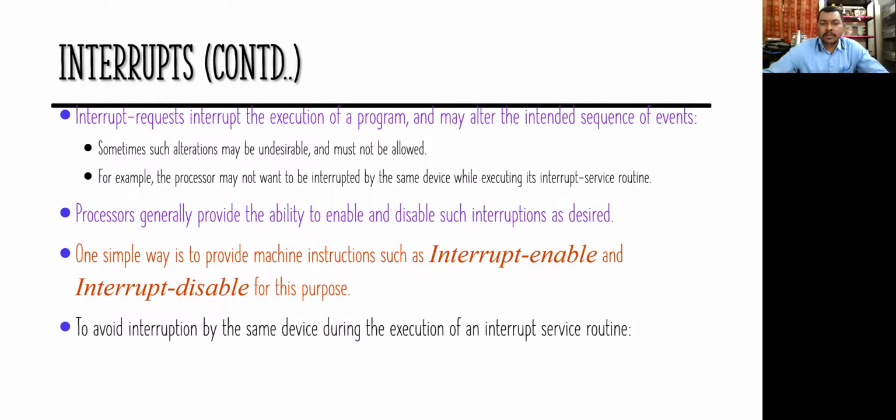To avoid interruption by the same device during the execution of an interrupt subroutine, we have to avoid this interruption by doing interrupt disable for this purpose. So the first instruction of an interrupt service routine can be interrupt disable.